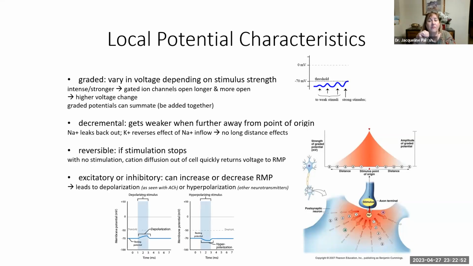and return the voltage back to the resting membrane potential. And the fourth characteristic is we always talk about these things being excitatory because they are getting you closer to the threshold, so you're being less negative. But these can either be excitatory or inhibitory. They can either increase or decrease the resting membrane potential. So they can cause depolarization or hyperpolarization. Realize, of course, though, 90% of the time we are going to be talking about depolarization.